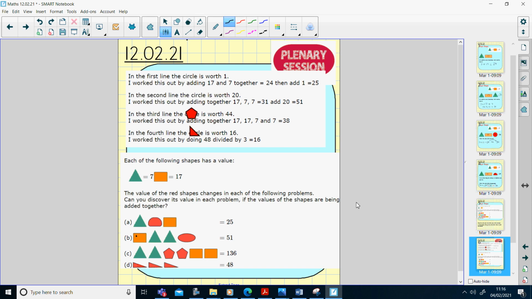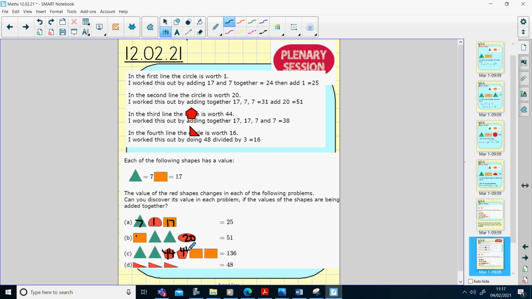Okay, so let's have a look at the solutions. So remember, green triangle is always 7, orange rectangle is always 17. So in the first one, we've got 7 and 17, which gives us 24, and then we're going to 25, so the difference there is 1. Number 2, this circle here is worth 20. The hexagons are each worth 44.